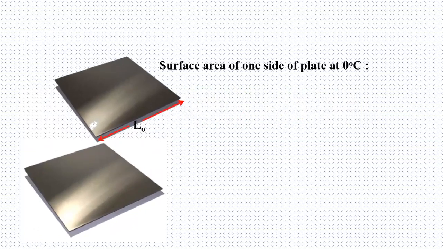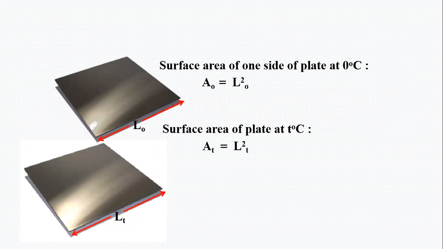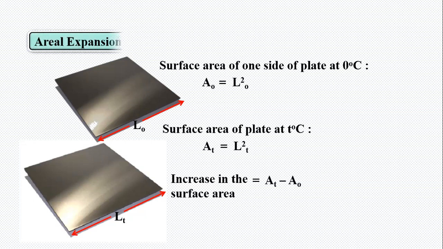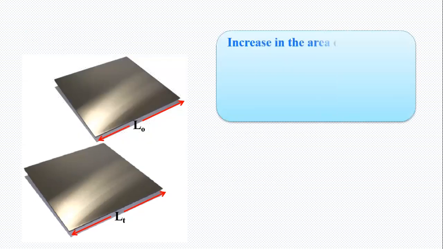Surface area of one side of the plate at 0 degree Celsius, that will be A0, is equal to L0 square. Now after rise in temperature or after expansion, the length of the plate becomes LT. So the surface area of the plate at T degree Celsius, that will be AT, will be LT square. What is the increase in the surface area? That is AT minus A0, that is equal to LT square minus L0 square.